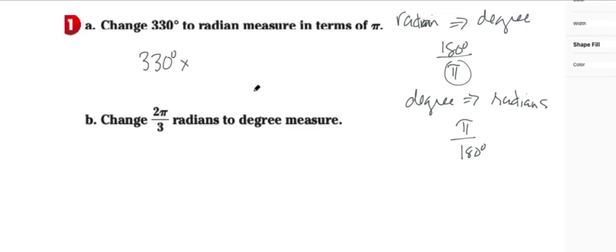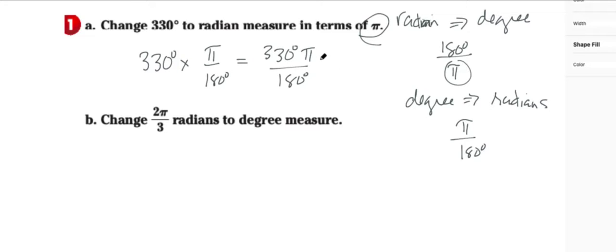So it's degree to radian. I'm going to multiply by pi over 180 degrees. Notice that we were asked to leave it in terms of pi. That means we don't want to use an approximate value for pi. We want pi to stay in the equation. So I will multiply these two together, 330 pi over 180.